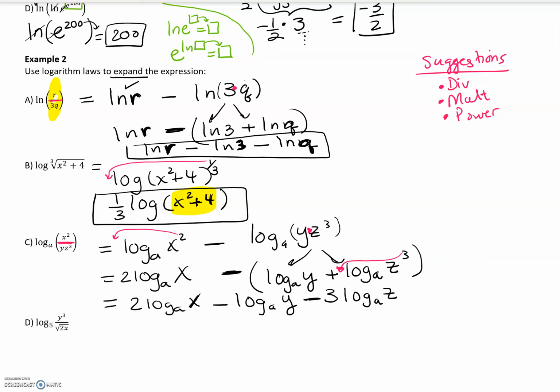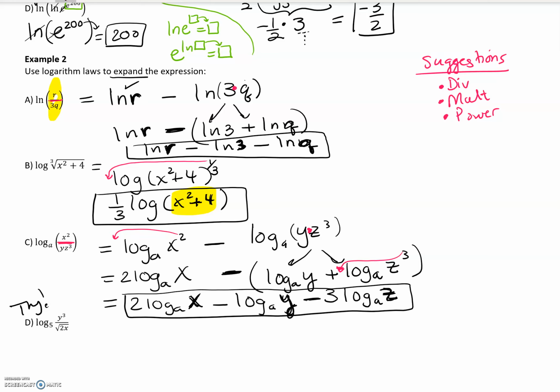Now my argument is just an x, the next argument is just a y, the last argument is just a z. There's no division, no multiplication, and no exponents involved, so I'm done. That's as expanded as it can get. Now let's have you guys try part D, pause the video, and then come back for the answer.